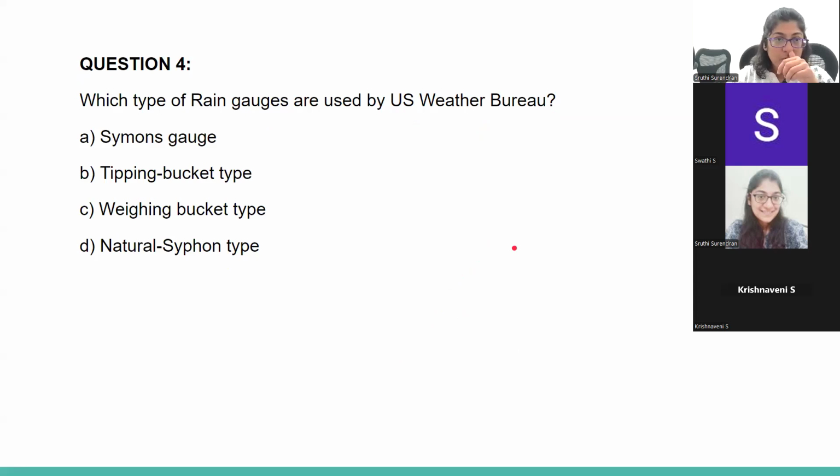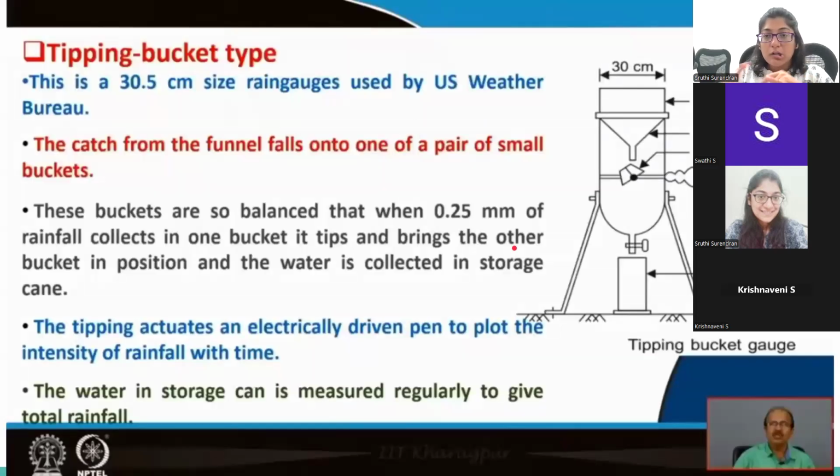Okay, so moving on. We talked about the non-recording gauge called the Simon's gauge in detail: the dimension of the opening, the general depth of the Simon's gauge, how it works, at what level the water is transferred, and what happens when there is very frequent rainfall. Now, going into detail on the recording gauges, the first type we are talking about is the tipping bucket type rain gauge.